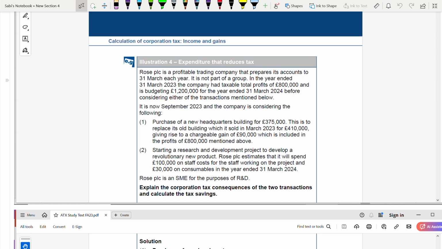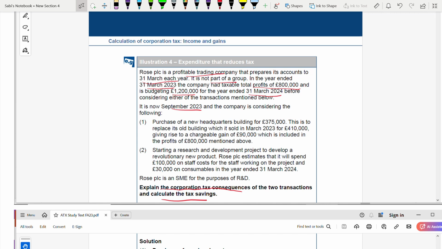Illustration 4. So illustration 4 is on the expenditure that reduces taxes. You have two transactions and you have to calculate the tax savings, and also explain the corporation tax consequences. First transaction, okay, so this is a profitable trading company. It prepares its accounts to 31st March each year, not part of a group. Year ended 31st March 2023. Taxable total profit is 800 and it's budgeting 1.2 for 31st March 2024 before considering either of the transactions below. It is now September 2023 and the company is considering the following.